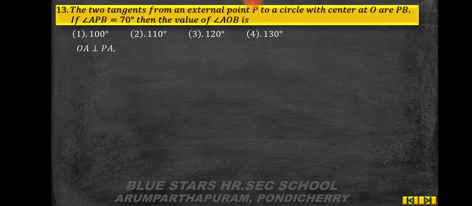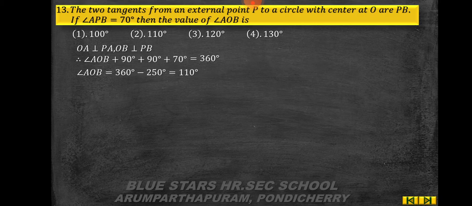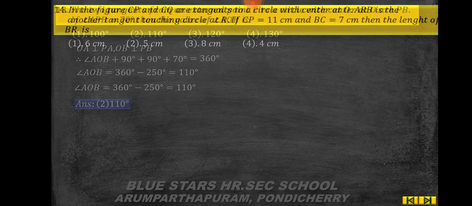So OA is perpendicular to PA and OB is perpendicular to PB. Therefore, angle AOB plus 90 degree plus 90 degree plus 70 degree is equal to 360 degree. Angle AOB is equal to 360 degree minus 250 degree, which is equal to 110 degree. Therefore, the correct option is option 2. The answer is 110 degree.